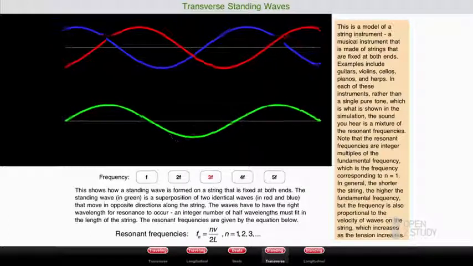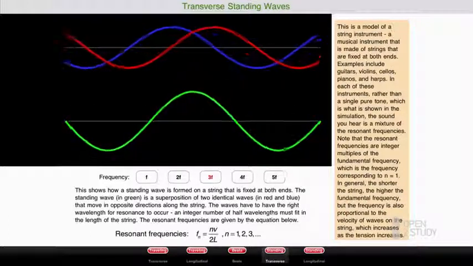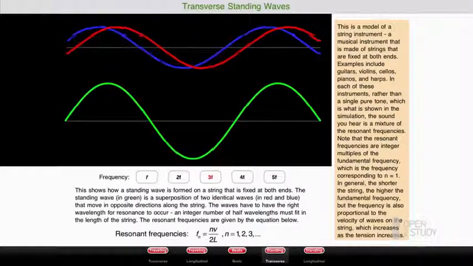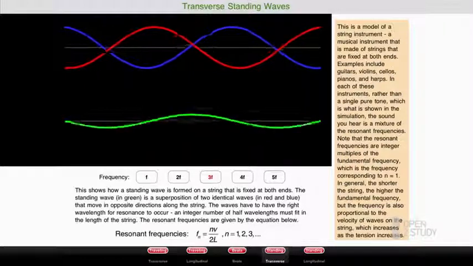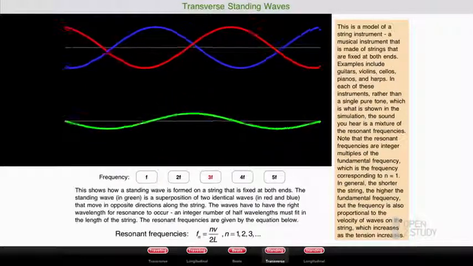And in fact, that number can often be easily remembered. It's the number of half wavelengths on the string. It's the same as the number of antinodes that are going up and down along the string. This one here has 3 times as many antinodes. It has 3 times the frequency of the fundamental.